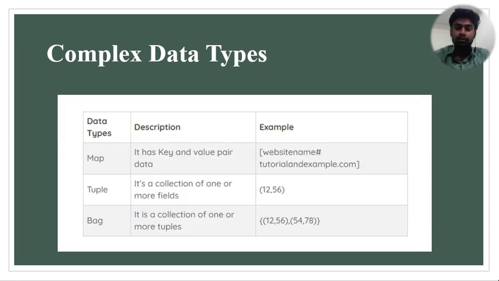These are the complex data types: maps, tuples, and bags. A map has key and value pair data types. A tuple is a collection of one or more fields. A bag is a collection of one or more tuples.